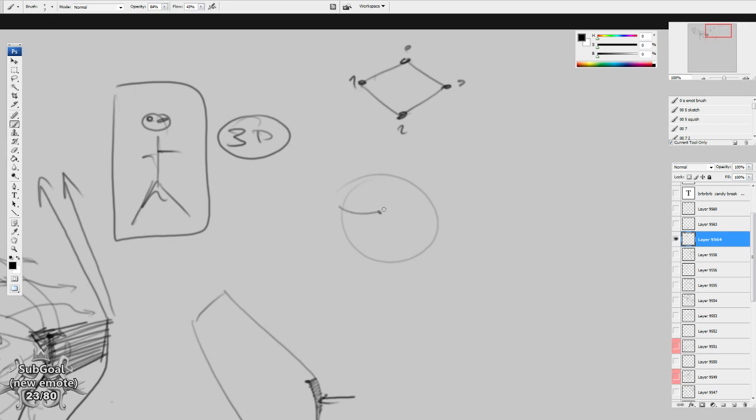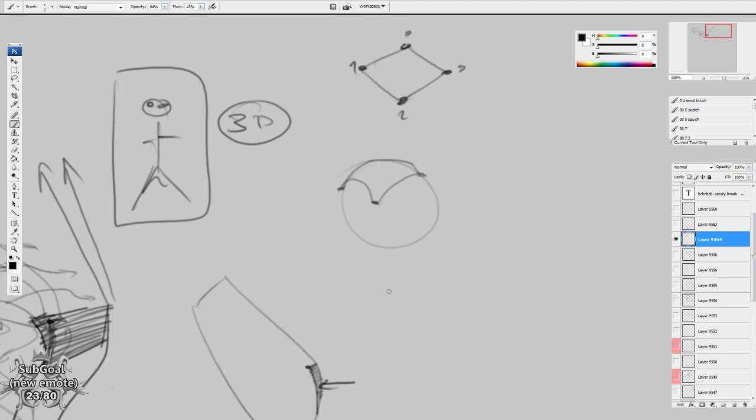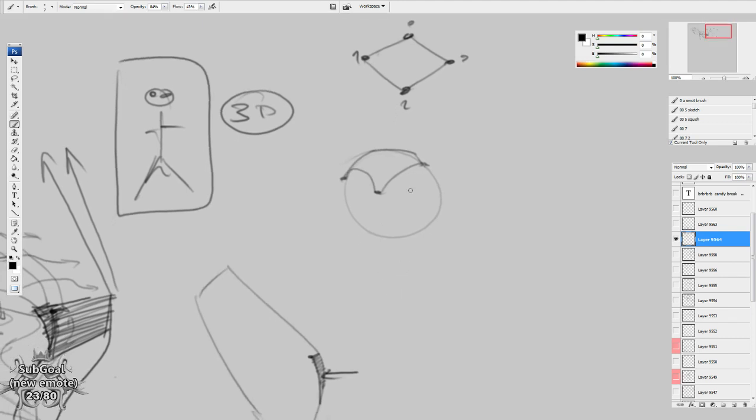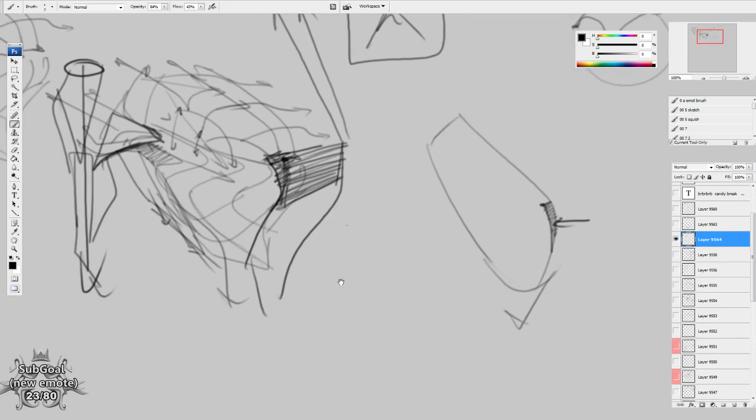So, there's one. It's terrible. I hate this. How would this even look? Would it curve like this? You have your points. This is basically the plane. It's like a tissue on the ball, or some kind of balloon.